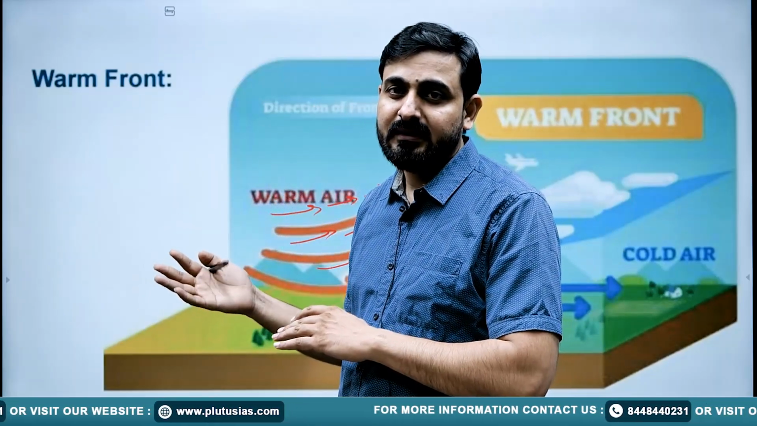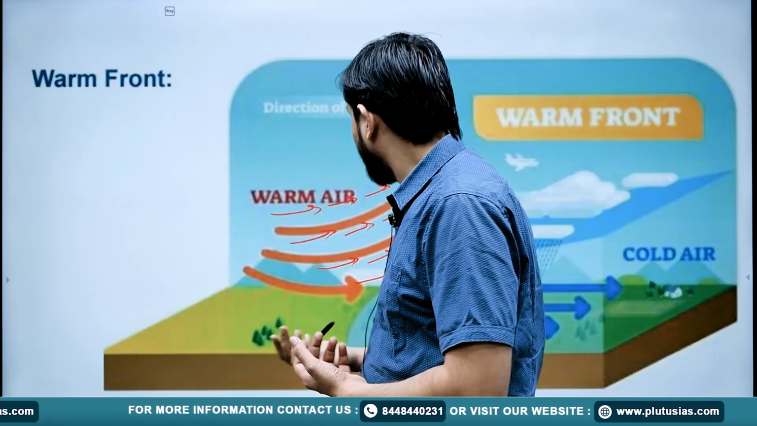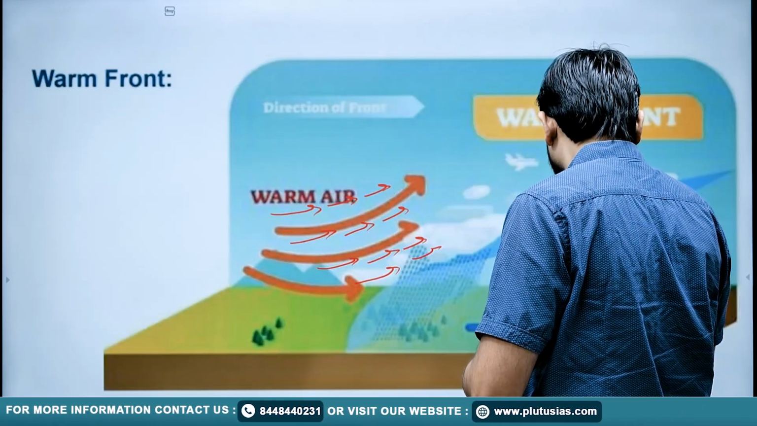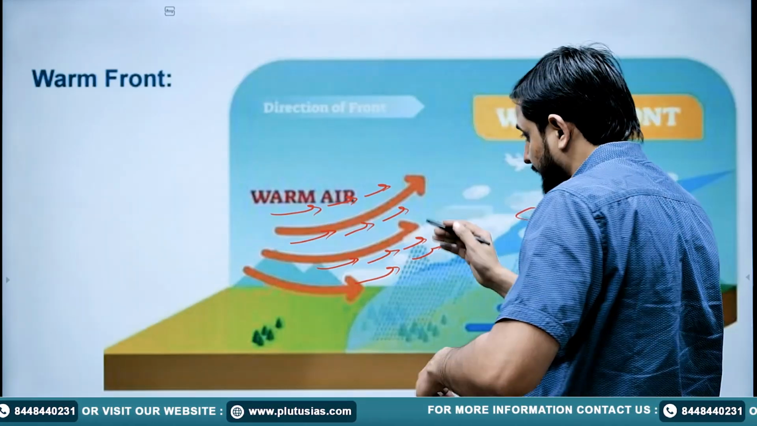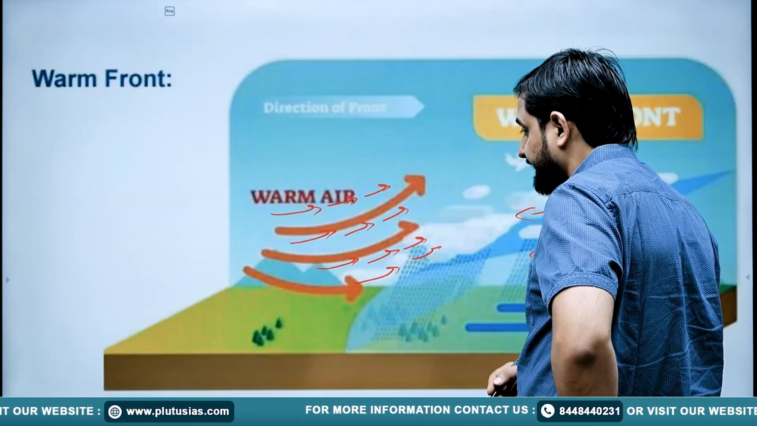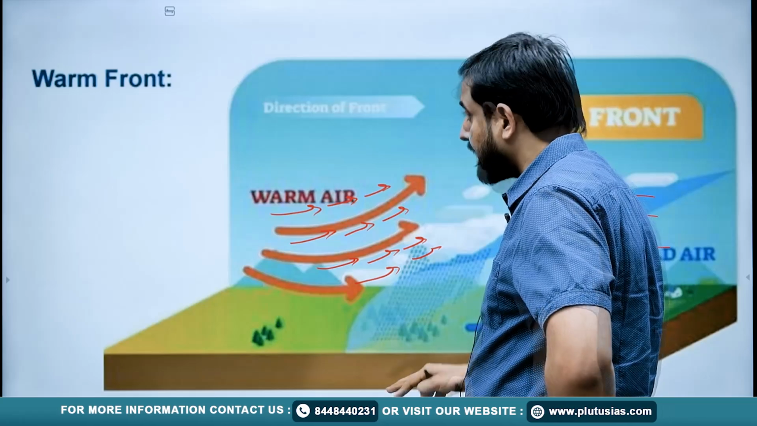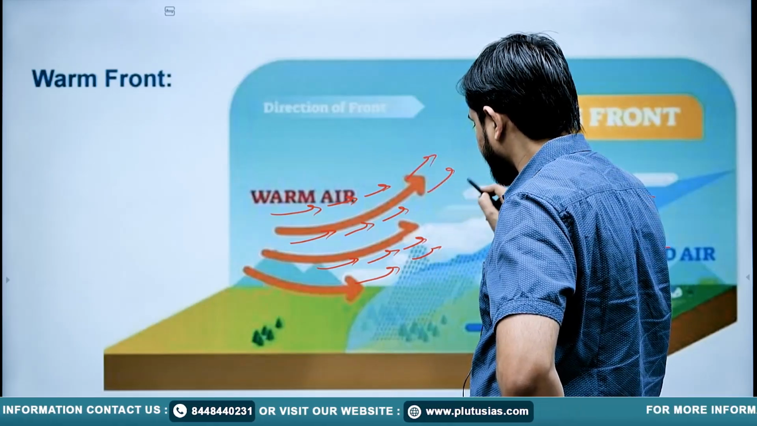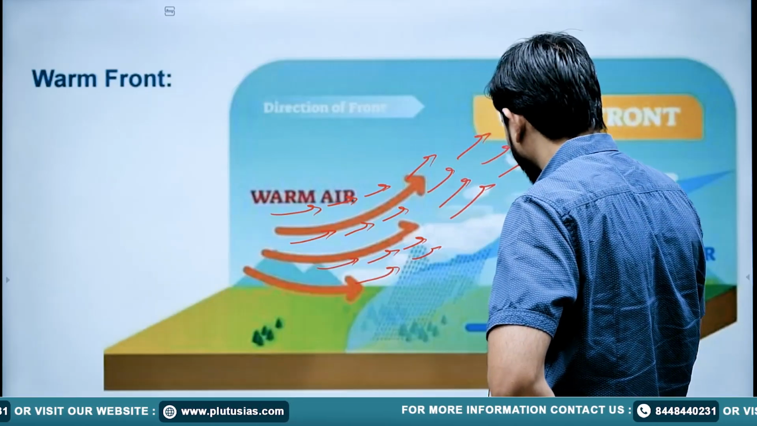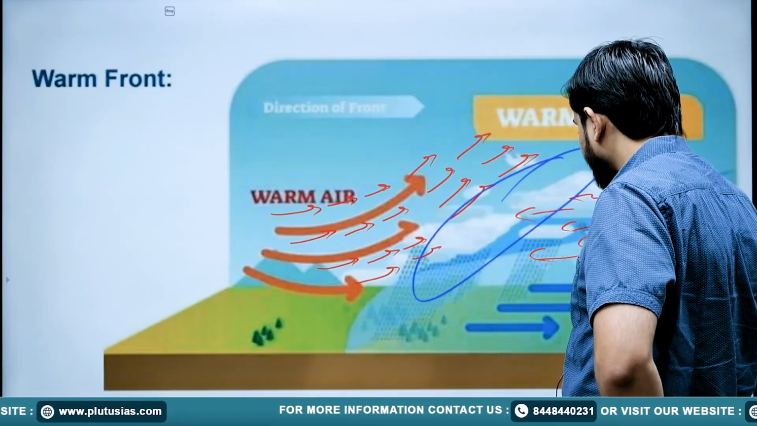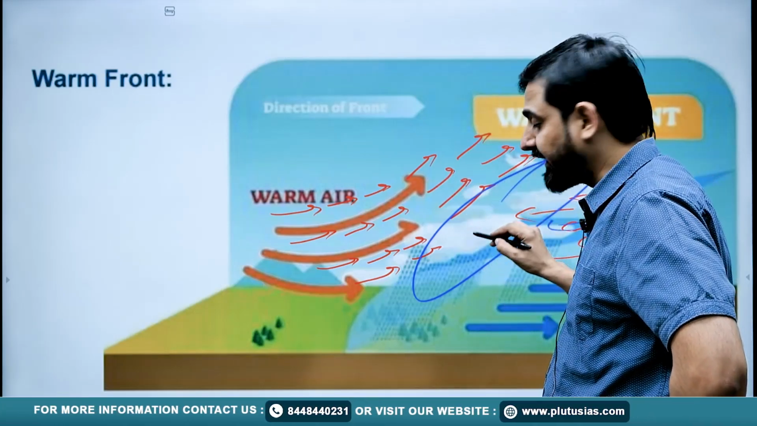It is always the warm air mass that is likely to be uplifted because it is light in weight, and the cold air mass is likely to intrude inside the warm air mass. What happens now? In comparison to the previous one, the warm air here is gradually uplifted. So the front created between the cold air moving this side and the warm air moving this side, the transition zone, is known as the warm front.